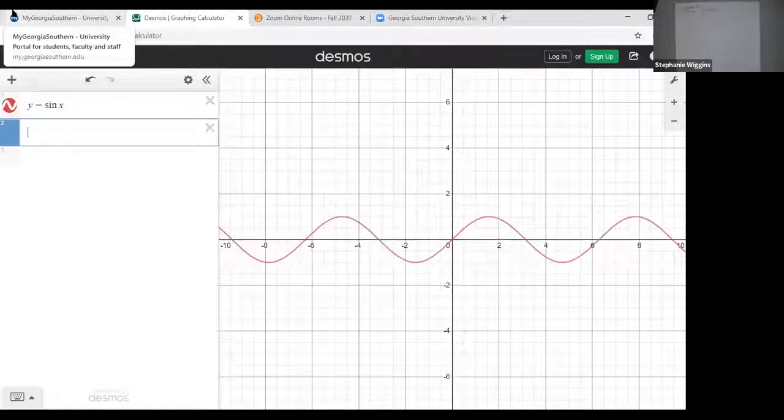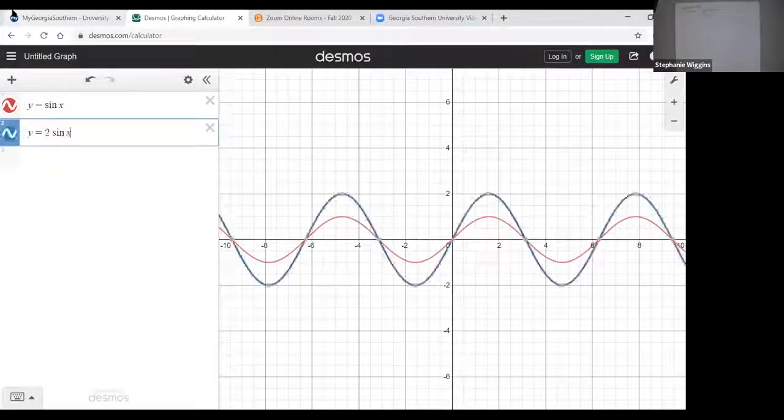So the next function that I would like to do is a variation of this, y equals 2 times sine x, okay? Look at what happens to the function. When you multiply your sine function by 2, it increases your amplitude. So now instead of 1, our amplitude is 2.